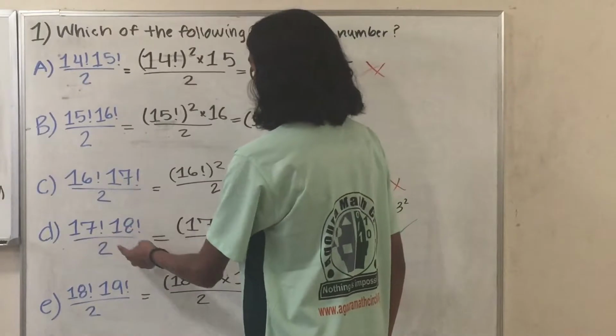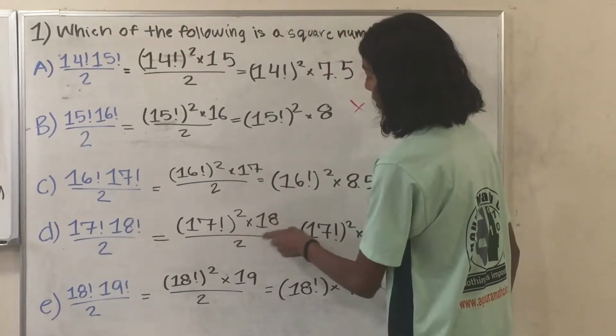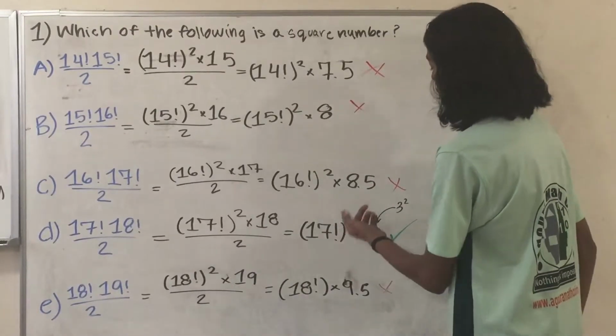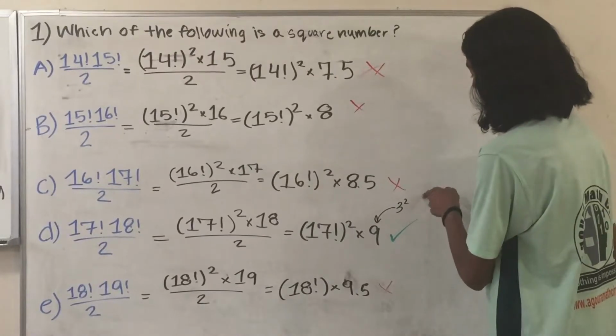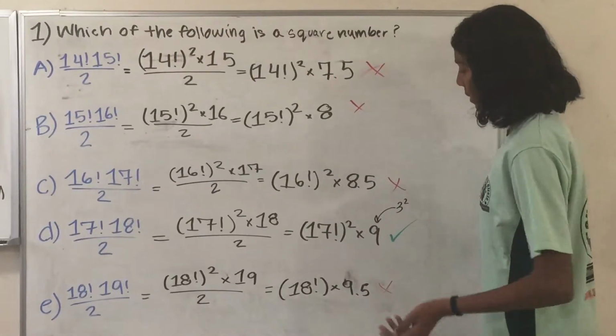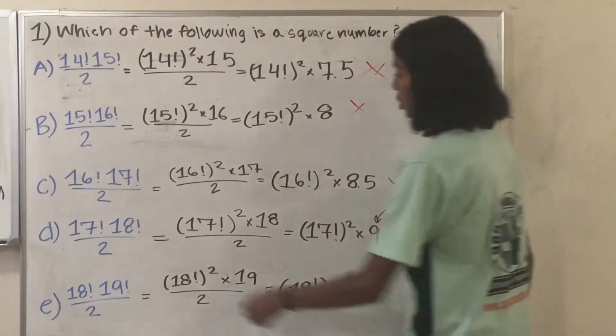Then we have 17 factorial times 18 factorial over 2. We rewrite that as 17 factorial squared times 18 over 2. And we get 17 factorial squared times 9. 9 is a square. It's 3 squared. So basically, this square that we get is 17 factorial times 3 squared, which gives us this.